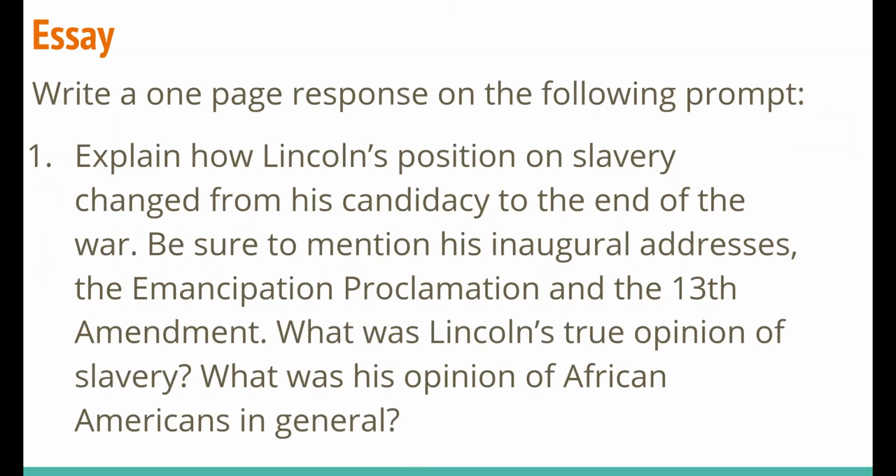And then for bonus points, if you're interested, you can write me a little essay to practice your essay writing skills addressing the following prompt. I want you to explain how Lincoln's position on slavery changed from his candidacy to the end of the war. Make sure you mention his inaugural addresses, the Emancipation Proclamation, and the 13th Amendment. What was his true opinion of slavery based on the evidence we have seen? And what was his opinion of African Americans in general?